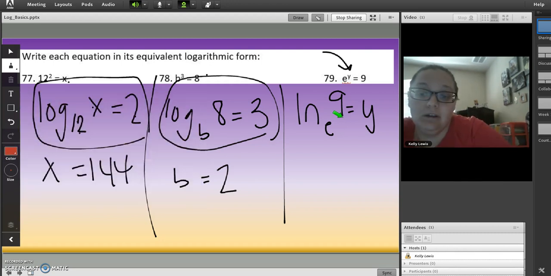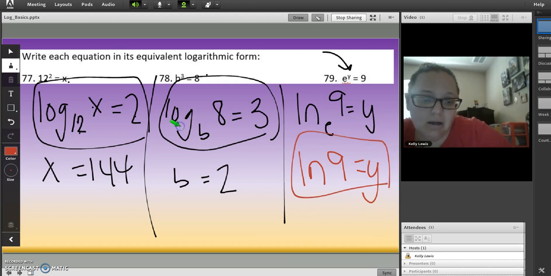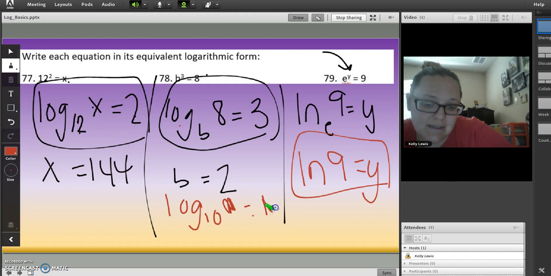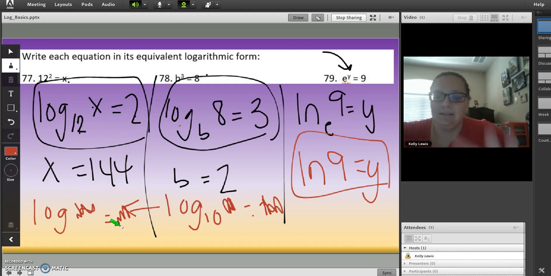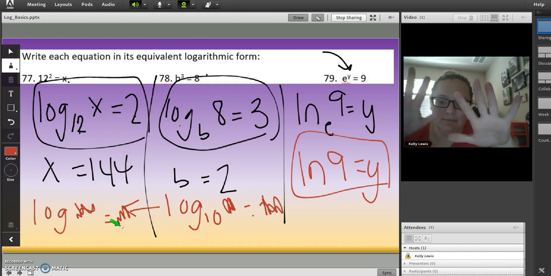Natural log automatically has a base e. We don't really need to write the e. We need to write natural log 9 equals y. Log automatically has a base 10. If we ever see log base 10 with something here and something here, they will just write log of whatever it is, because that 10 is invisible. And the reason log has a base 10 is because we have 10 numbers in our system.